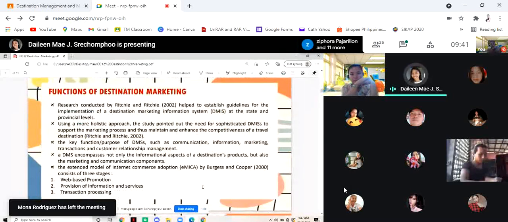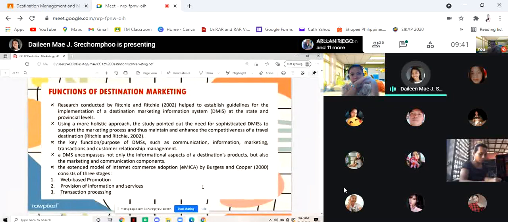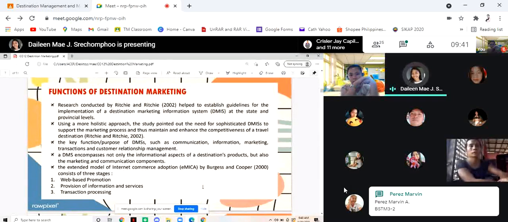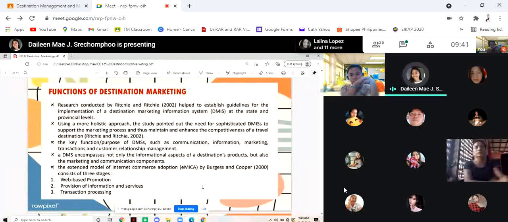Research conducted by Ritchie and Ritchie 2002 helped establish guidelines for the implementation of a destination marketing system at the state and provincial levels. Using a more holistic approach, the study pointed out the need for sophisticated DMIS to support the marketing process and thus maintain and enhance the competitiveness of travel destination.